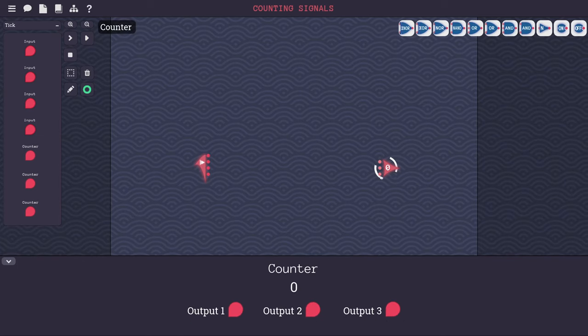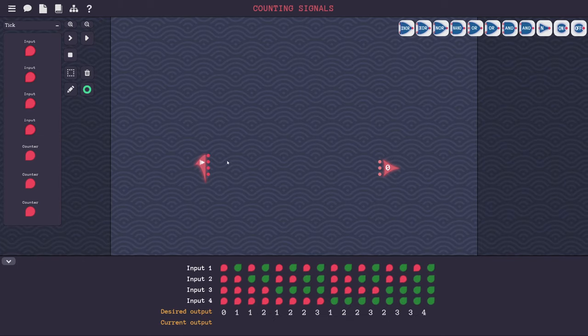It says the binary counter counts signals. Let me just see what happens if I hook these up here. 1, 3, 5. Okay, so the top is, this is just binary. Okay, 1's place, 2's place, 4's place. And we need to count the number of signals.